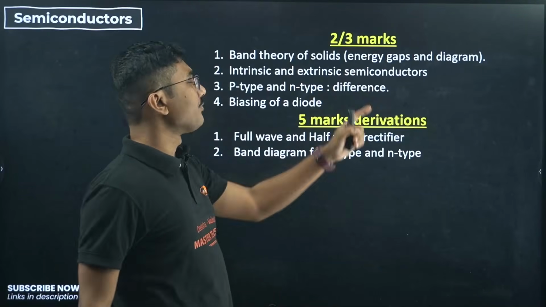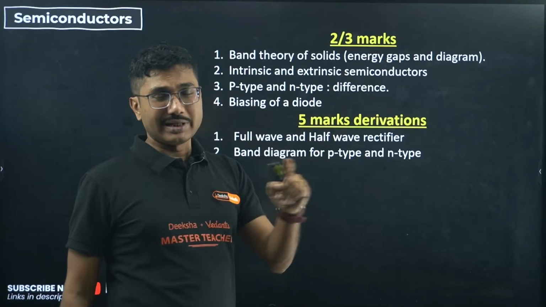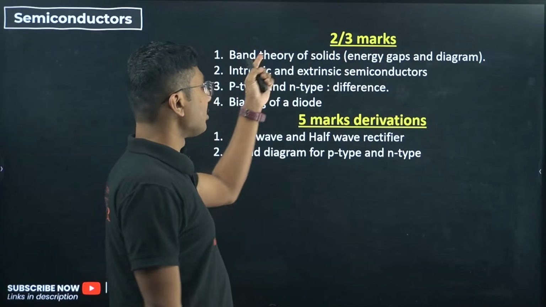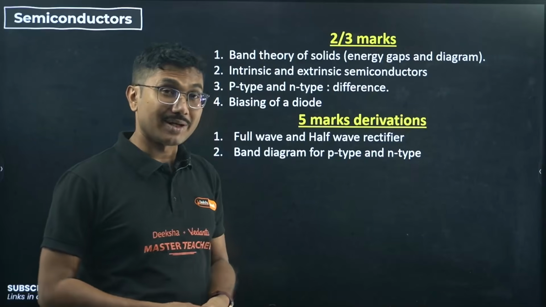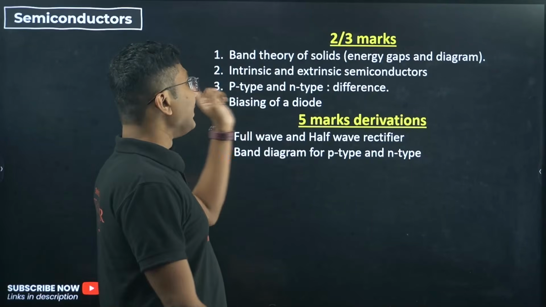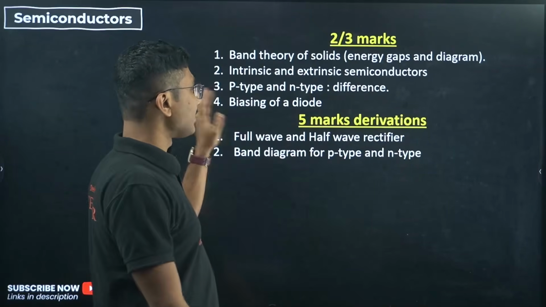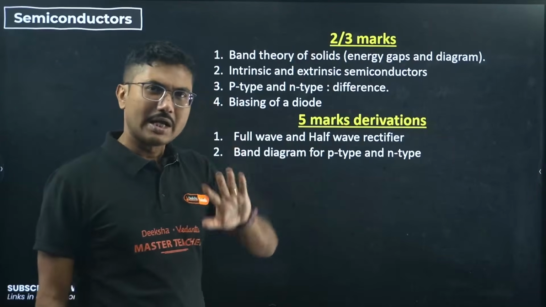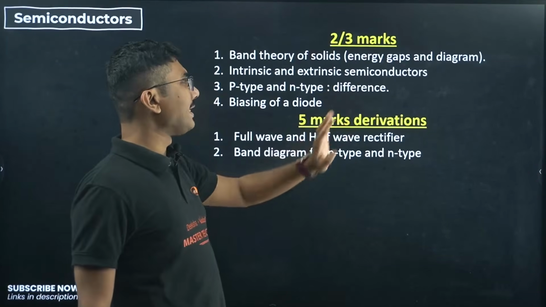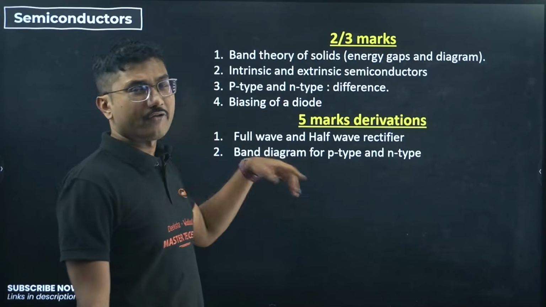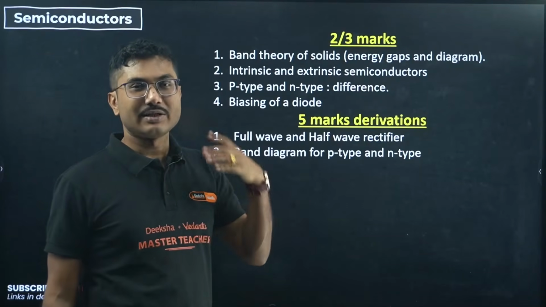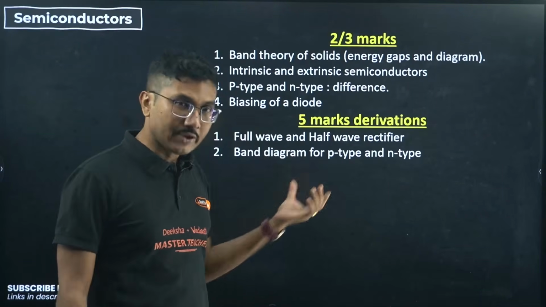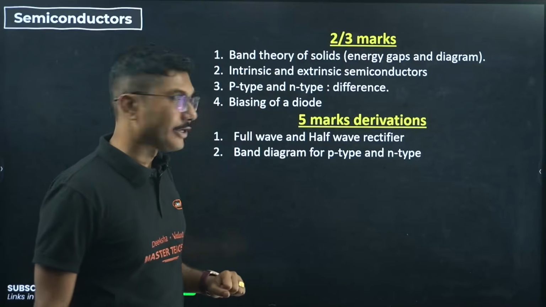So band theory of solids, energy gaps with diagram explanation, practice that, because sometimes this can be asked as a 5-marker question as well. Intrinsic and extrinsic semiconductors, difference between them. What are the similarities, what is intrinsic, what is extrinsic, that might be asked. P-type and N-type difference. Biasing of a diode, forward biasing, reverse biasing, what happens to the depletion region during biasing. So these are all important concepts.